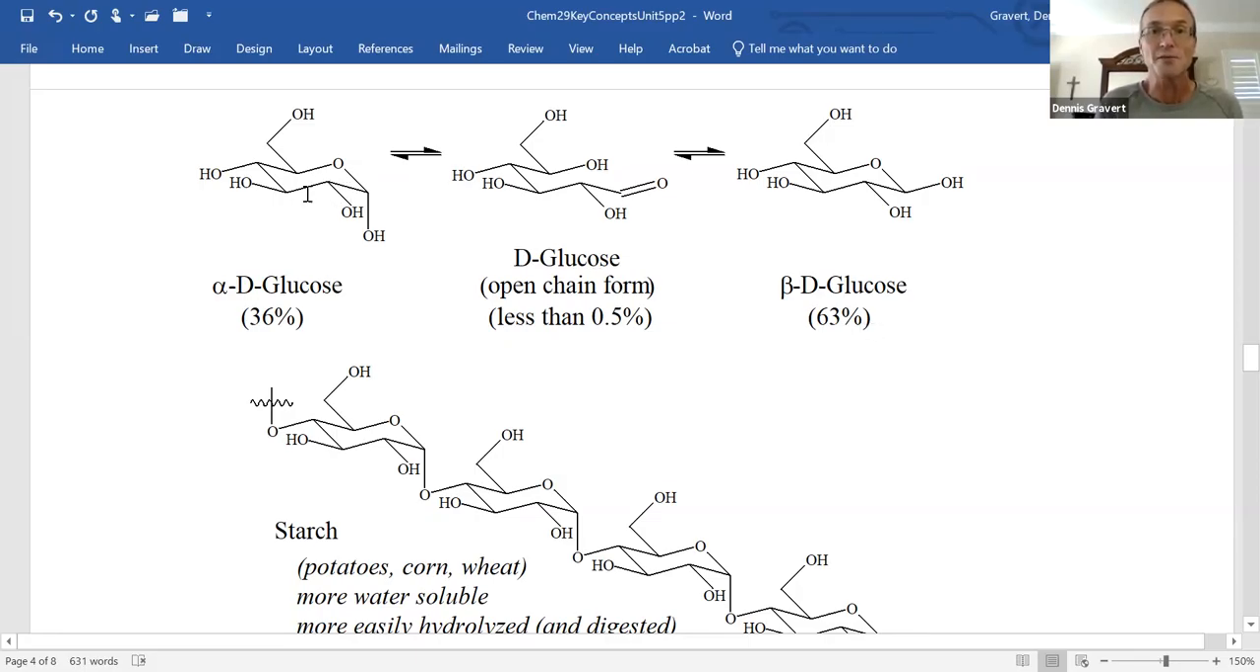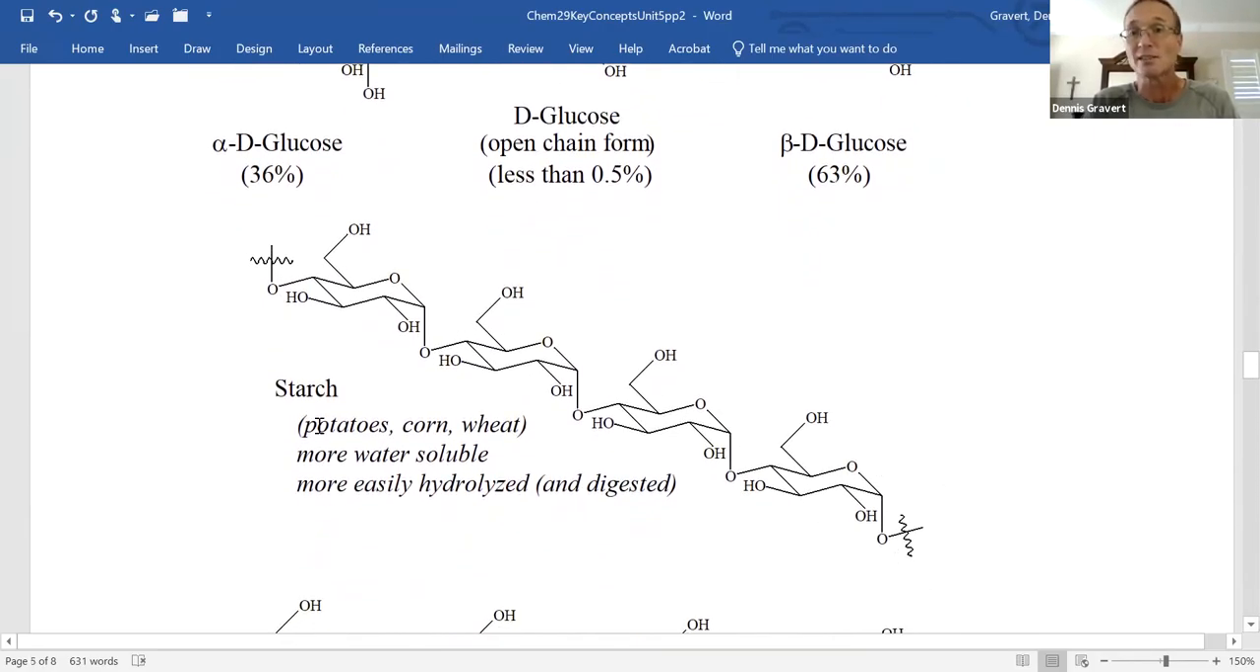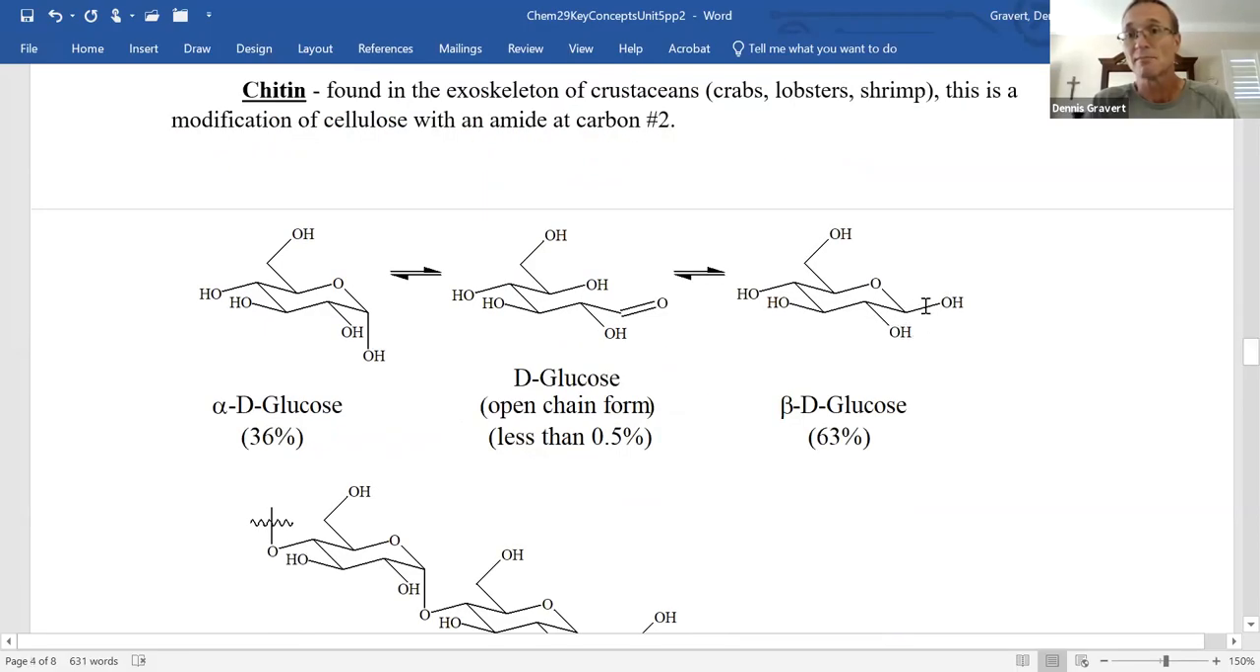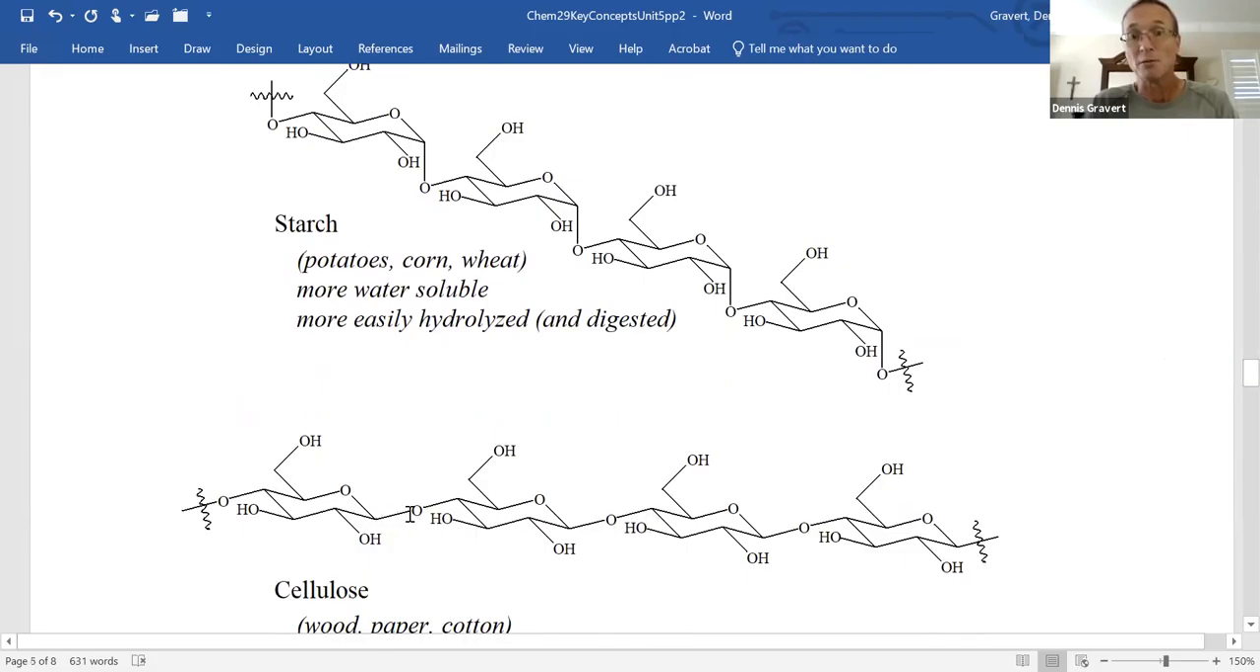But if you take the alpha form, link them alpha 1 to 4, alpha 1 to 4, alpha 1 to 4, sugar after sugar after sugar, that's amylose. You start branching, it's amylopectin, that's starch. But take the beta form, up is beta, an equatorial bond, link them beta 1 to 4, beta 1 to 4, beta 1 to 4.